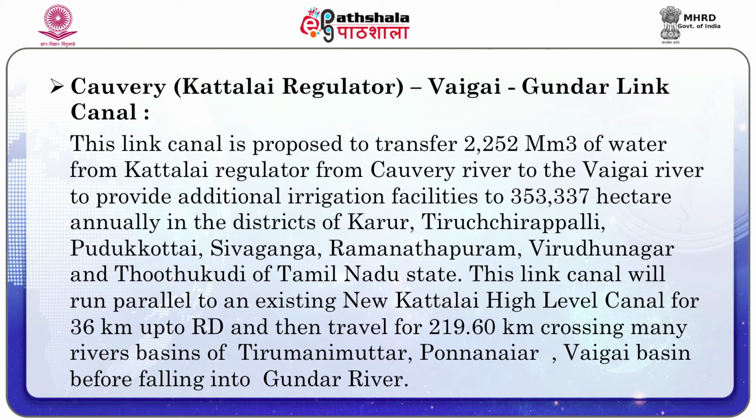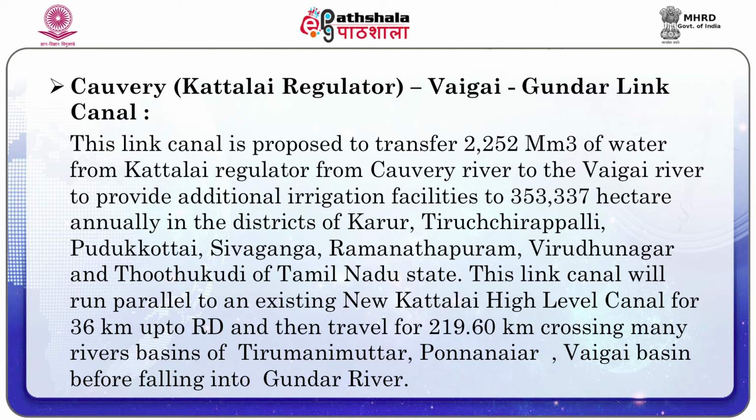Kaveri Kattalai regulator Vaigai Gundar link. The Kaveri Vaigai Gundar link canal is proposed to transfer 2,252 million cubic meters of water from the Kattalai regulator of the Kaveri river to the Vaigai river to provide additional irrigation facility to 3,53,337 hectares annually in the districts of Karur, Tiruchirappalli.